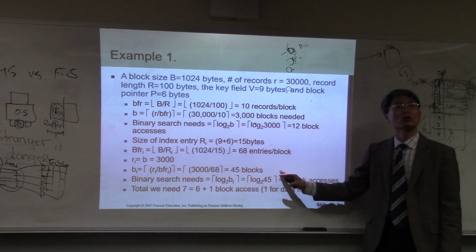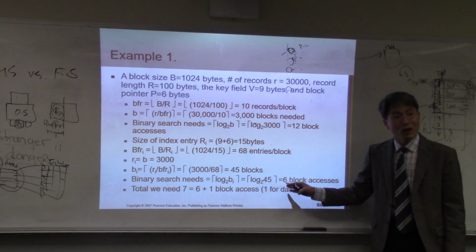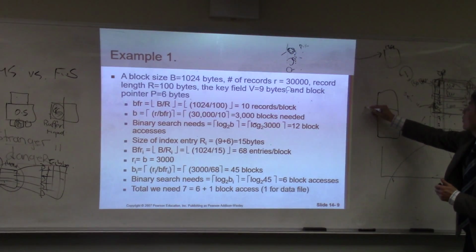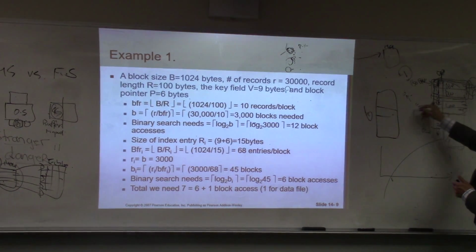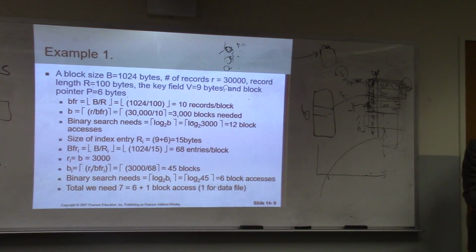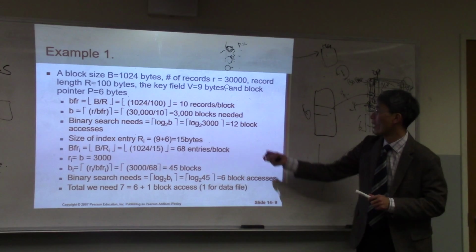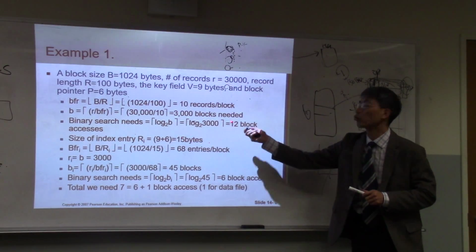Point to something, so total 6 blocks, plus 1. Why? Because to search the index key entry it takes a total of 6 blocks, plus we need to access the data file, 1 block, so a total of 7 blocks. So, 7 blocks is faster than 12 blocks.